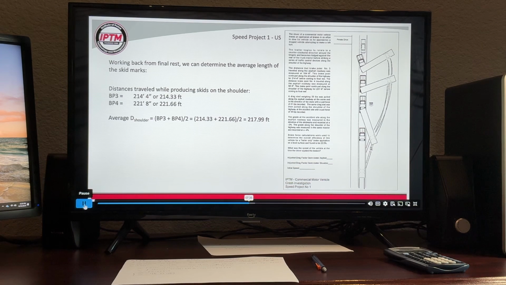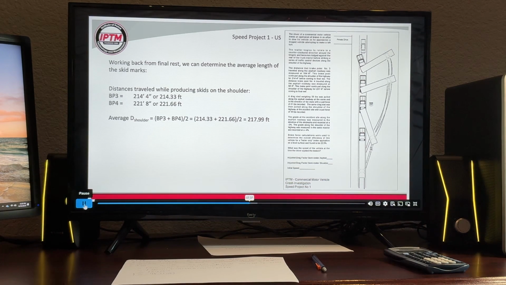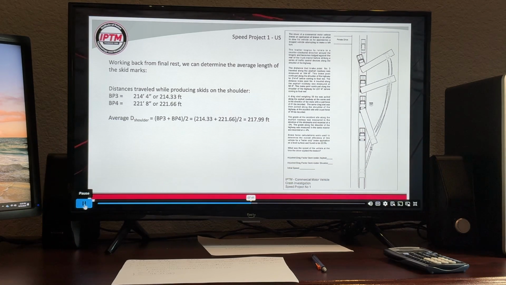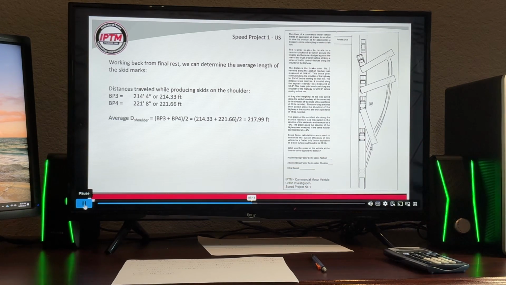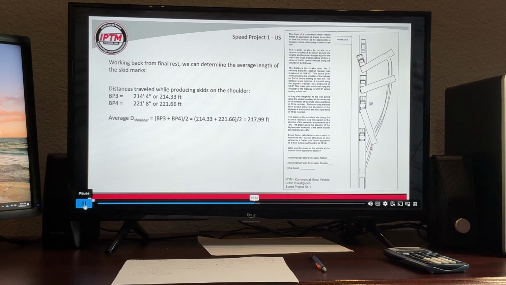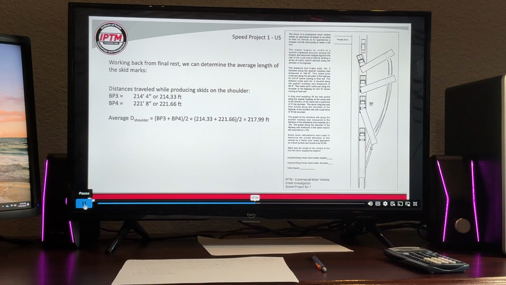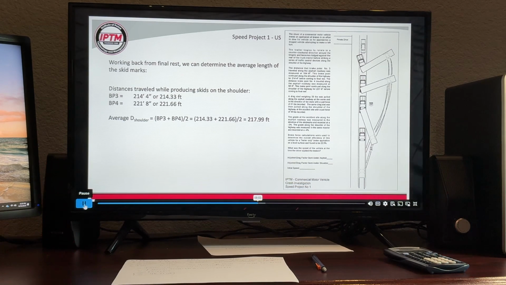And so staying on the shoulder, we're given some distances. We're given distances for brake point 3 and brake point 4, which are going to be our trailer axles. And we want to track the motion of that whole axle grouping. And so we're going to go to a point midway between all those axles, and that's going to be our imaginary point. So we're going to have to add and average those two. And so we get our brake point distances.